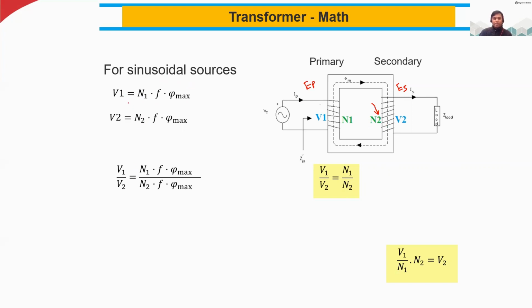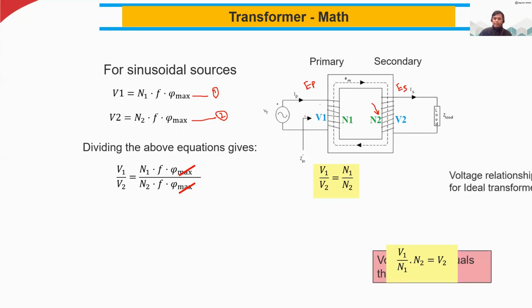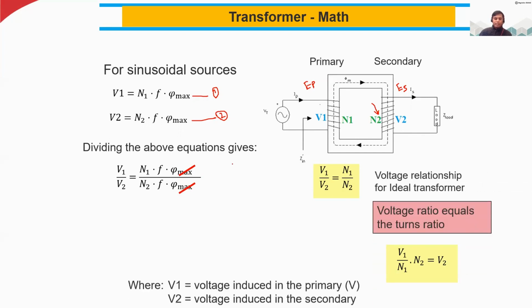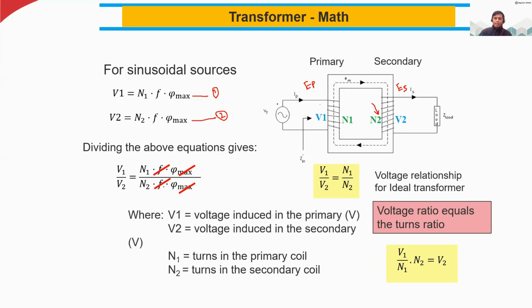So now we can make the ratio. V1 divided by V2 is equal to, I put the same equations here. This is equation 1 and this is equation 2. So equation 1 divided by equation 2. What will happen now? The flux is the same flux, so I'm just canceling this. Similarly, the frequency is also the same, so I'm canceling these frequencies. Finally, I get this equation: V1 divided by V2 is equal to N1 divided by N2. This is one of the very important and very easy equations to remember.